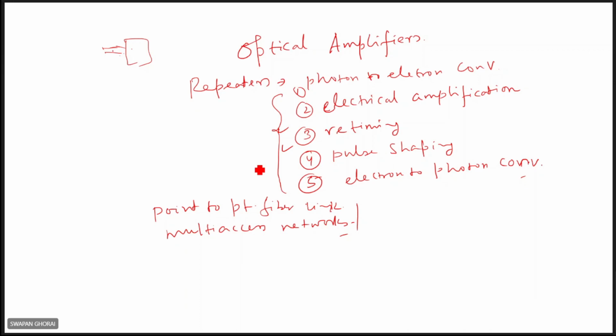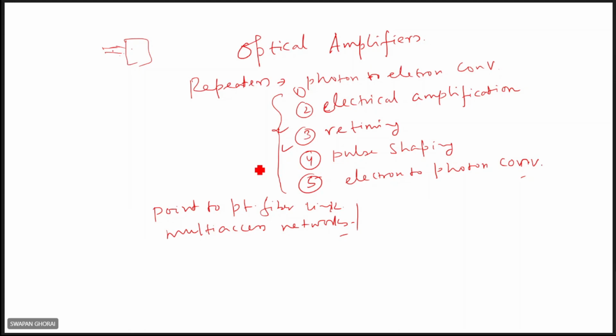It is complex and expensive, particularly if you use multi-wavelength systems, more than one wavelength, WDM systems. So these repeaters will be highly expensive. Instead of these, you can use optical amplifiers. In optical amplifiers, there is no need of optical to electrical conversion. So that is a distinct advantage of these.